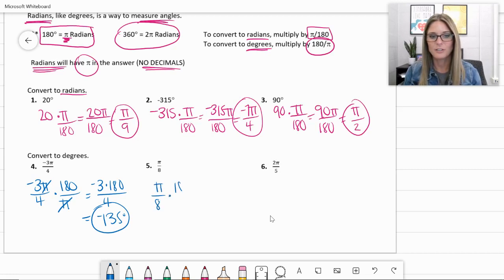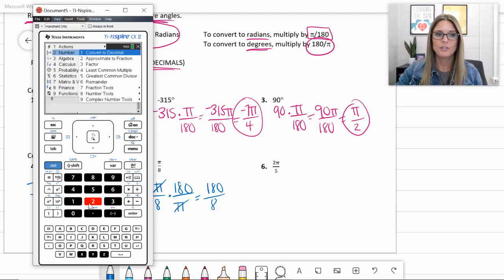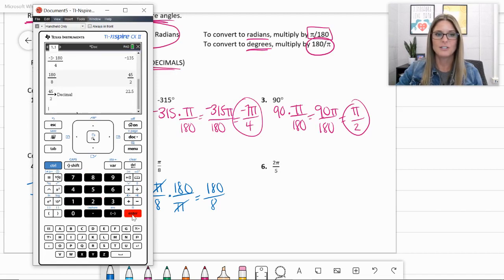Number 5, we have pi over 8. We are going to change it to degrees, multiply by 180 over pi. I need pi in the denominator, so my pi's will cancel out. This gives me 180 over 8. Let me grab the calculator and we will simplify. 180 divided by 8 is 45 over 2. You can do menu 2, 1 to get you to simplify to 22.5 degrees.